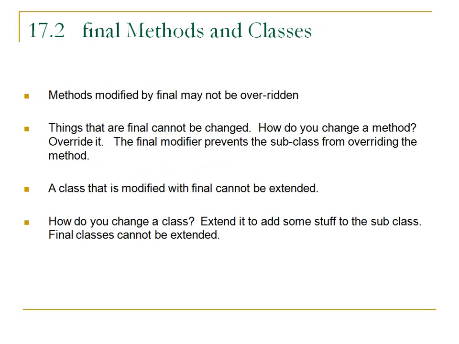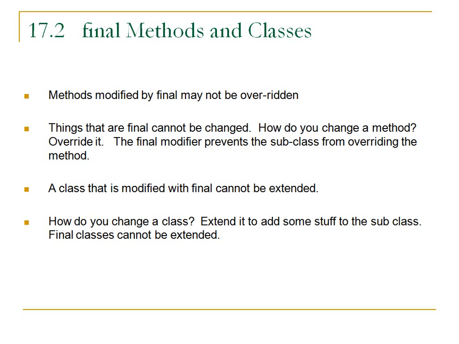Okay, let's talk about final. Final is a modifier for methods, classes, and variables. And we've already looked at a final variable, and that's how you create a constant. I hate to say the expression final variable because it's a variable that doesn't vary. Once you have a value assigned to a variable that's final, it cannot be changed.